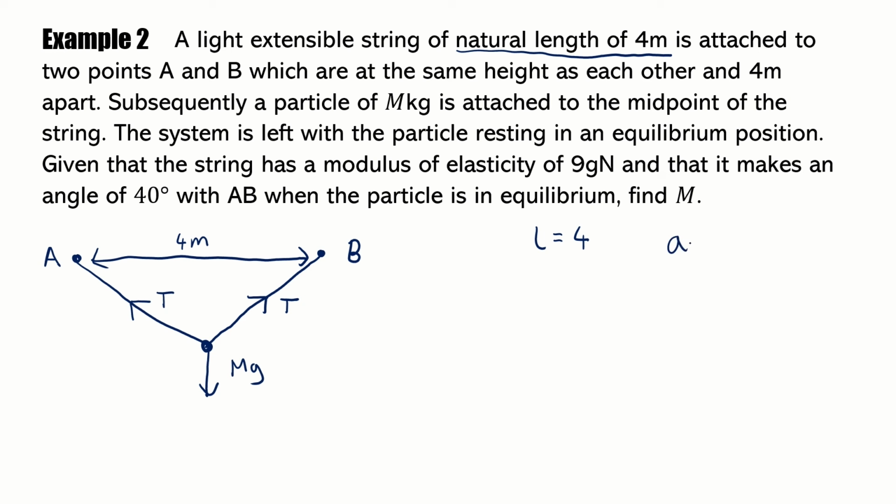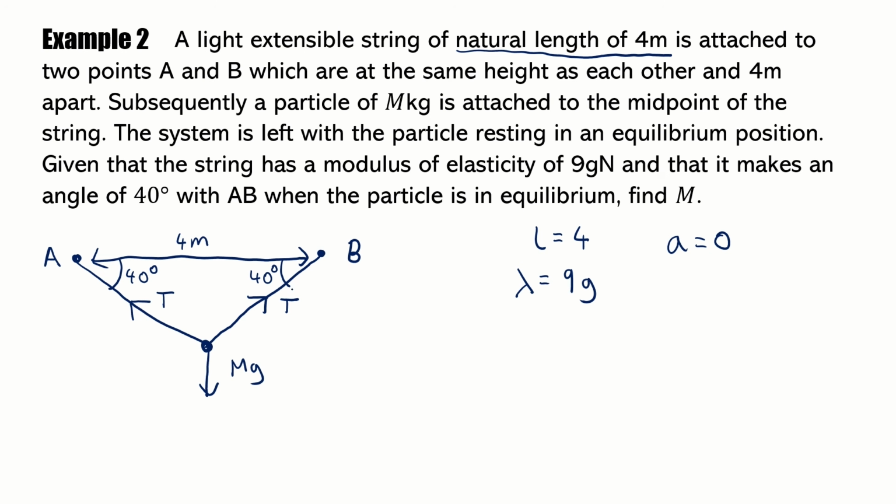So what is this telling us? It's telling us that a equals 0 and that we want to use forces to solve this problem so that we can use that fact that a is equal to 0. The string has a modulus of elasticity of 9g newtons, so therefore lambda is equal to 9g. Remember in mechanics, in maths A level, g is equal to 9.8. And this makes an angle of 40 degrees with AB. So we know the string is making this angle of 40 degrees here and also here, because again, we know it's going to be symmetrical due to the position of where the mass was attached to the string, the midpoint.